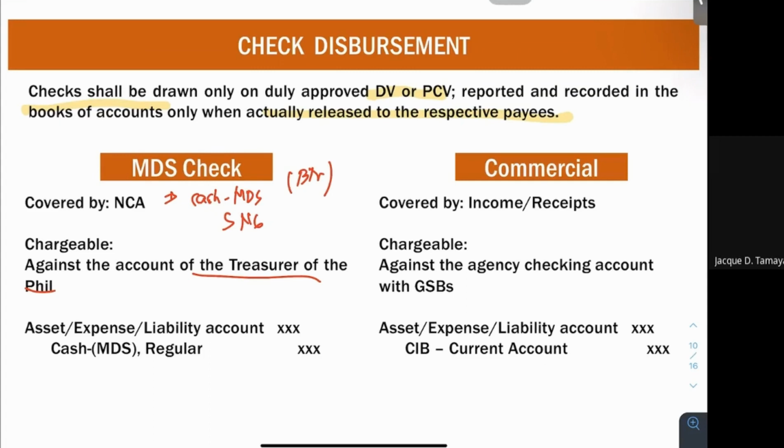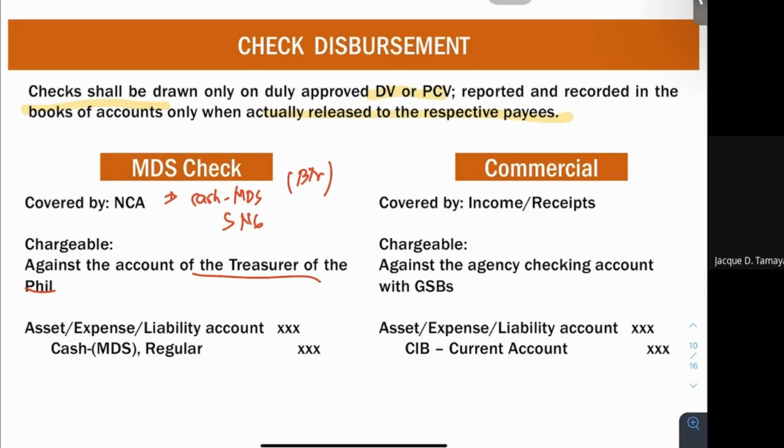And how do we record whenever we issue an MDS check? We debit the asset, expense, or liability account, and we credit cash, MDS, regular.